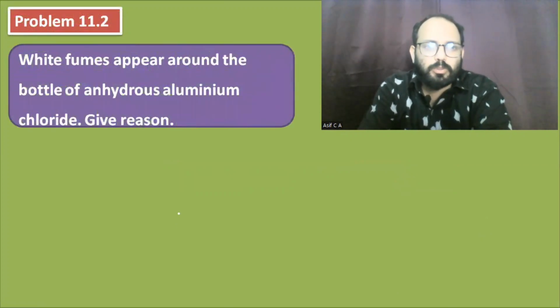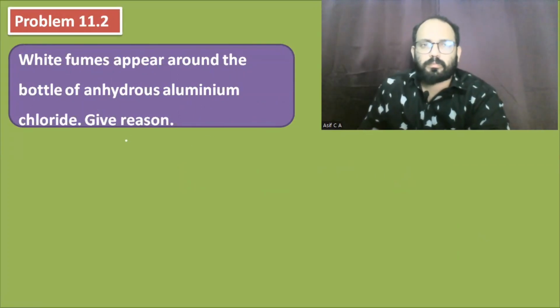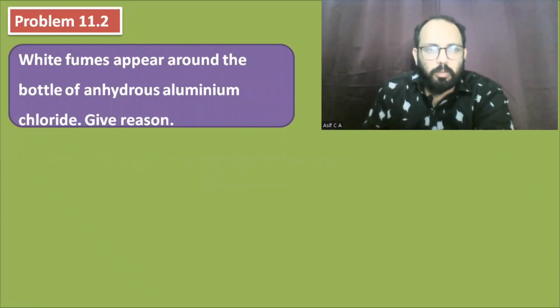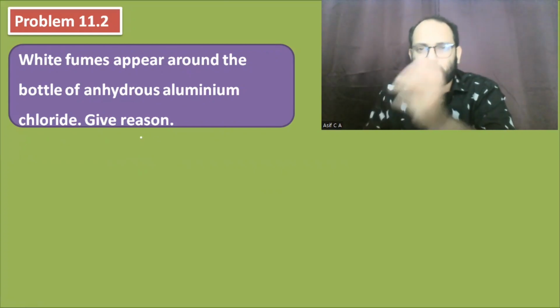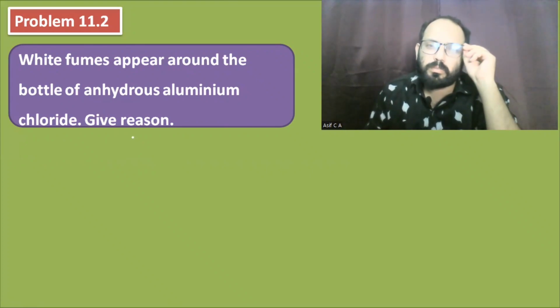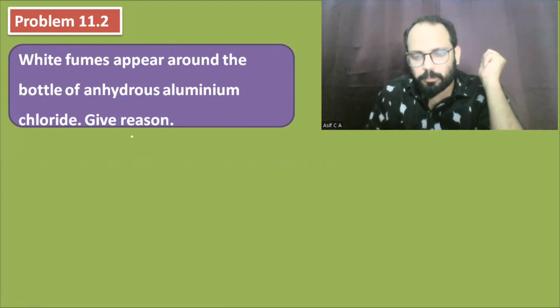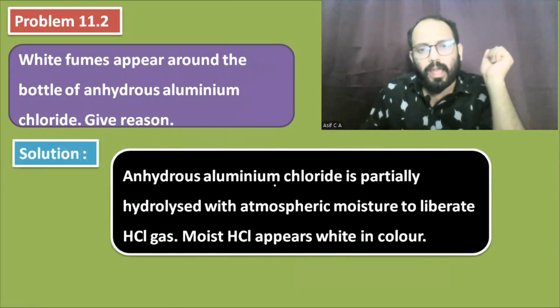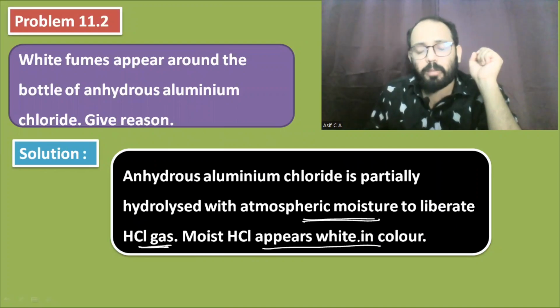Now problem 11.2. White fumes appear around the bottle of anhydrous aluminum chloride. Give reason. This problem 11.2 is a solved example in the NCERT. We have a bottle of anhydrous aluminum chloride, and around the bottle white fumes appear. Why are these white fumes coming? Let us see. Anhydrous aluminum chloride is partially hydrolyzed with atmospheric moisture to liberate HCl gas. Moist HCl appears white in color.